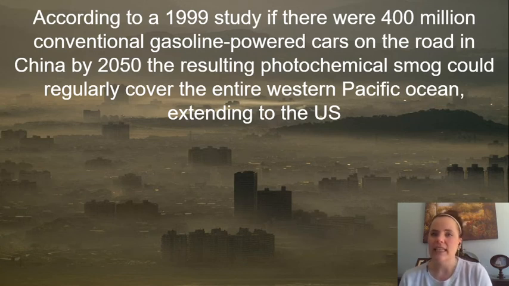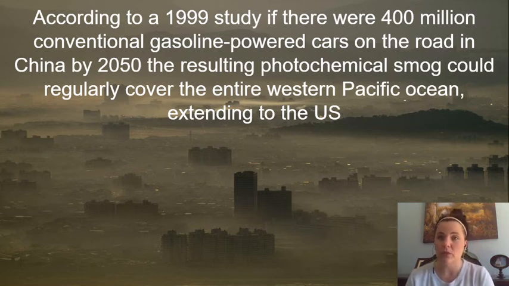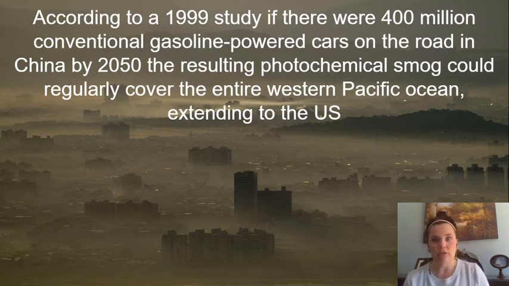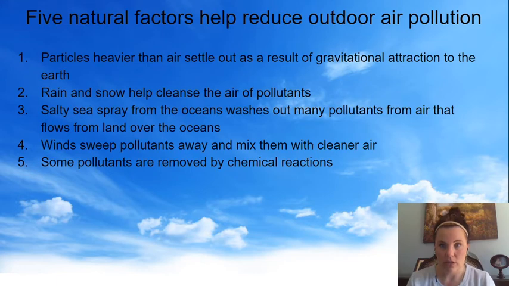According to a 1999 study, if there were 400 million conventional gasoline-powered cars on the road in China by 2050, the resulting photochemical smog would and could regularly cover the entire Western Pacific Ocean extending to the U.S. And that's what we're seeing. That's that brown cloud that we're seeing, all of those cars.